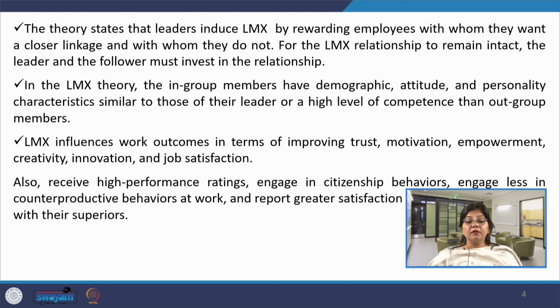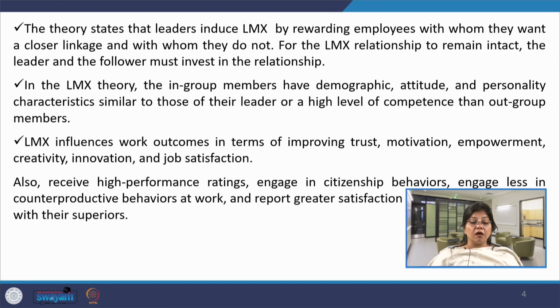The in-group members have demographic, attitude and personality characteristics similar to those of the leader, or a high level of competence than out-group members. As I mentioned, under any time pressure or demanding situations, the leader tries to identify people who match with his own attitudes and personality and have the same level of competence in order to reach the objective in comparison to the out-group members.